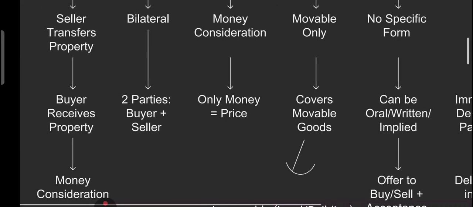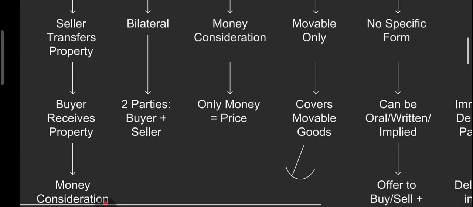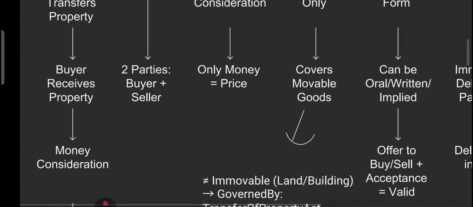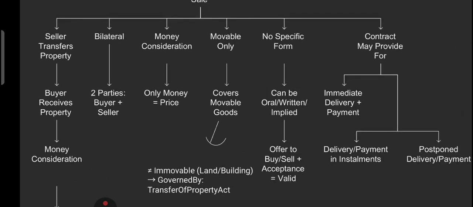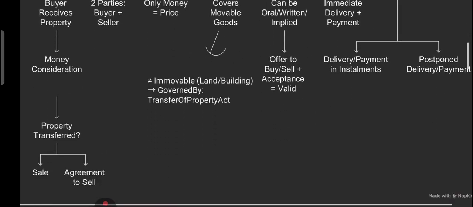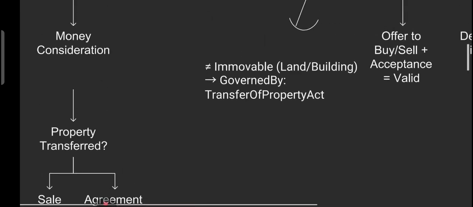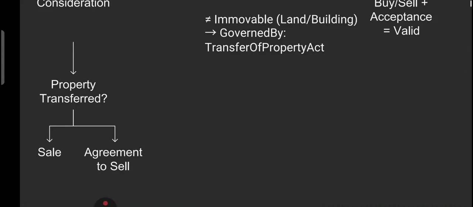Now the question is, what happens after the contract? If the property is transferred, it is a sale. Very important part I'm telling you, right? If the property is transferred, it is called sale. But if it is not, it is called agreement to sell. This is a very important aspect. So this is what happens after the contract. If it is not transferred, it is called agreement to sell, and the actual sale will happen later.